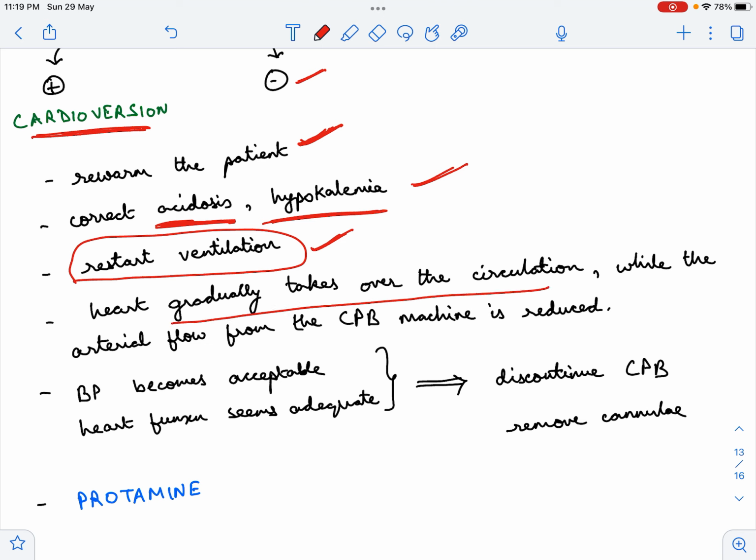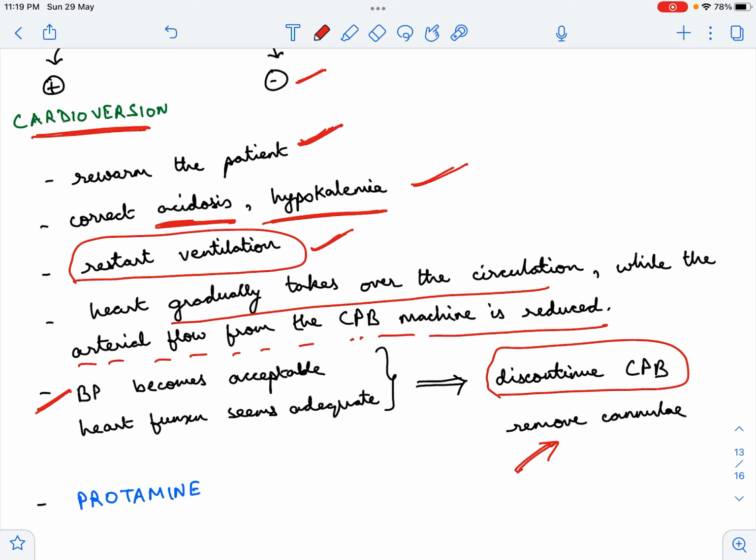All right. So now while the heart is gradually taking over the circulation, we will want to reduce the arterial flow from the cardiopulmonary bypass machine, because we want the heart to gradually take over. Once the heart is beating adequately, we know this by measuring the blood pressure. Supposing the blood pressure is adequate, we know that the heart function is now adequate. We will discontinue the cardiopulmonary bypass machine, we will remove the cannula, and we will suture the openings in the great vessels from where we entered the cannula.